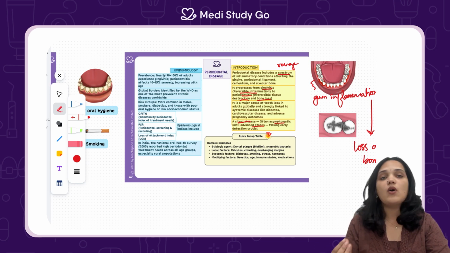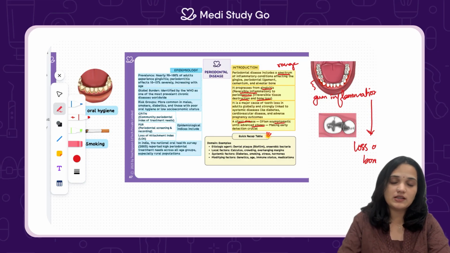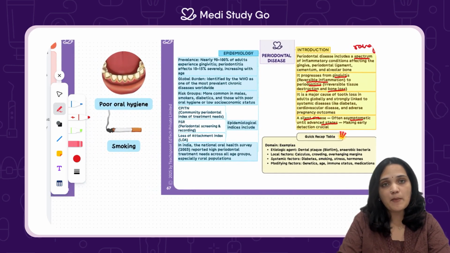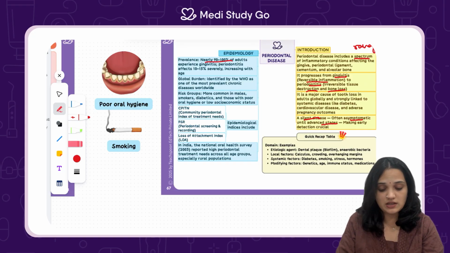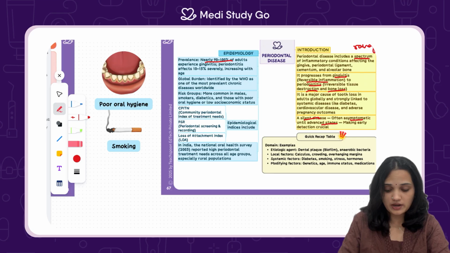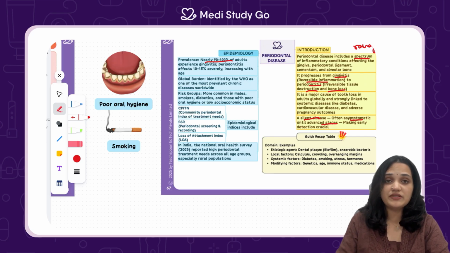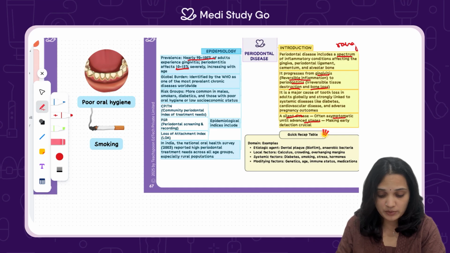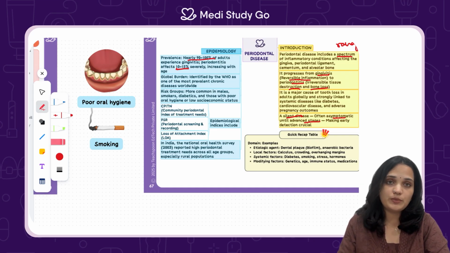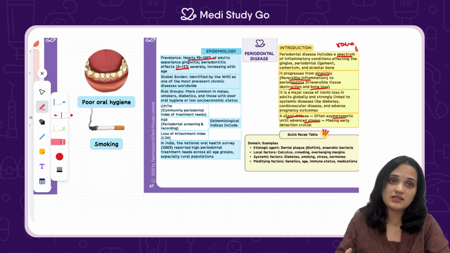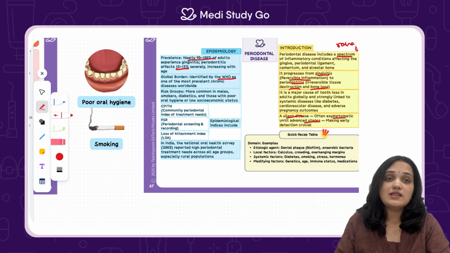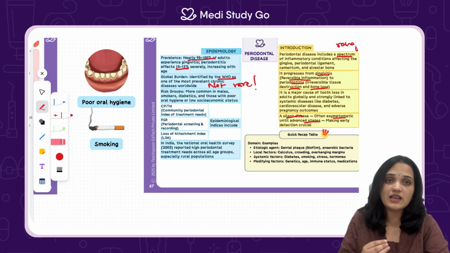Now, let's look at how common it is, what the epidemiology part is. Almost everybody at some point has gingivitis. Nearly 90 to 100% of adults experience gingivitis. And the severe form of the disease, which is periodontitis, is less but significant still. Around 10 to 15% of people go through periodontitis. Now, as age increases, we see more severity. WHO even considers this one of the most common chronic diseases. So this is not rare at all. It is something you will see every day.